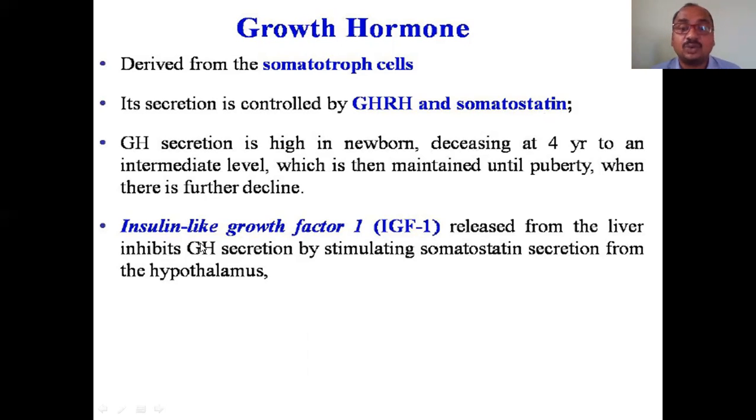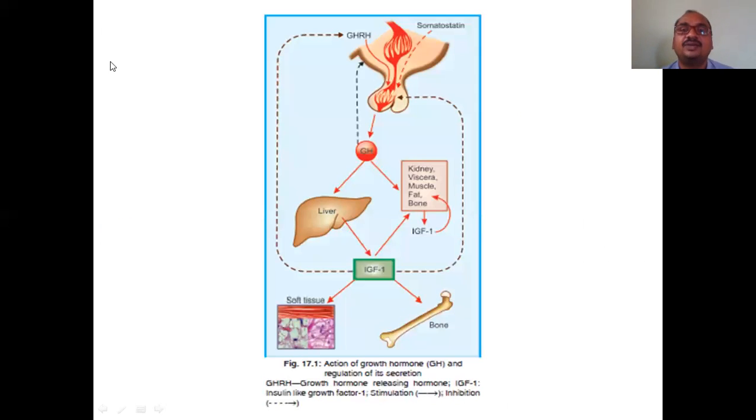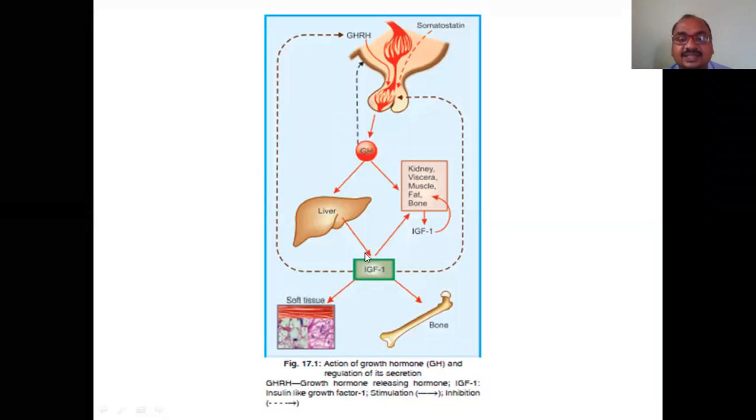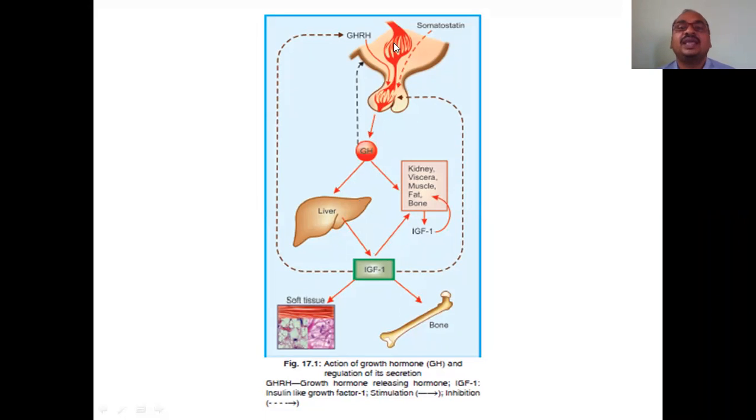Okay, insulin like growth factor, this is also very important. I will show you in the next slide. IGF, insulin like growth factor. Yeah, here you can see IGF. See my cursor, insulin like growth factor. Here the hypothalamus is there, and the anterior pituitary gland releases the growth hormone. Growth hormone acts on the liver, kidney, viscera, muscle, fat, bone, and it releases IGF, insulin like growth factor, IGF-1. This point is very important. And this IGF acts on the soft tissue as well as the bones, for growth of these tissues.